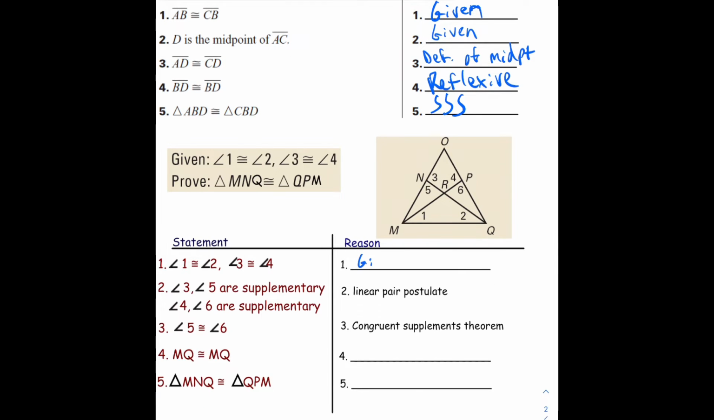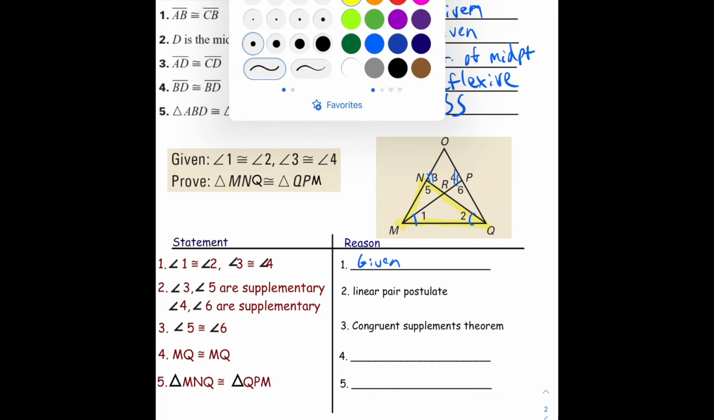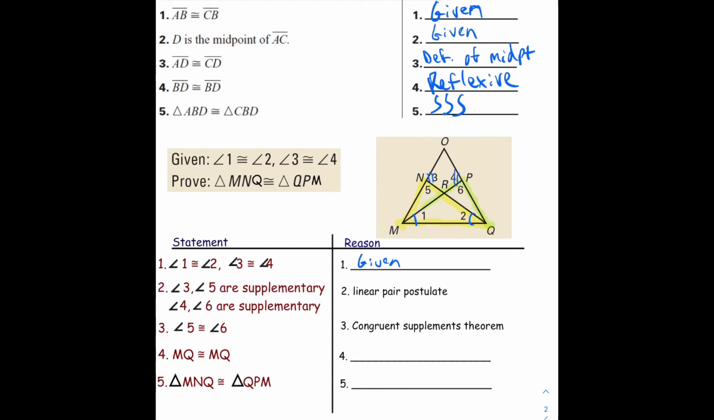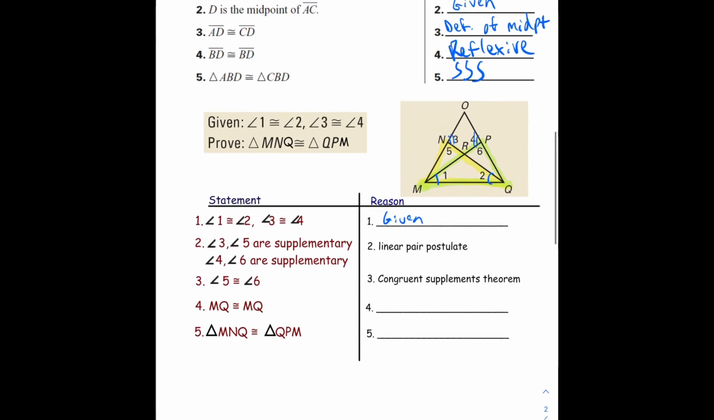Again, always start with your givens. Angle 1 is congruent to angle 2. Angle 3 is congruent to angle 4. Prove triangle MNQ is congruent to triangle QPM. So immediately I already see that in my triangle MNQ, so let's see what our statements are.